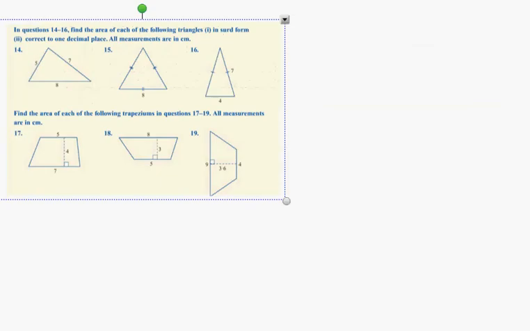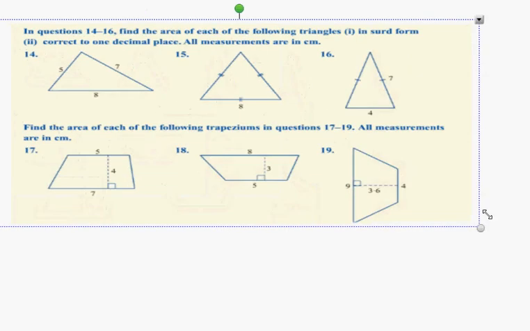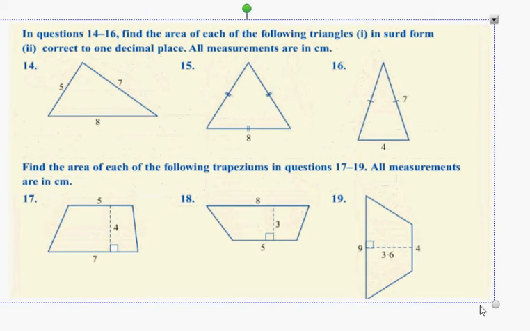Okay, guys. Next one is find the area of each of the following triangles, correct to 1 decimal place. Now, there's actually 2 different ways of doing this. I'm going to show you the different ways of doing this one.